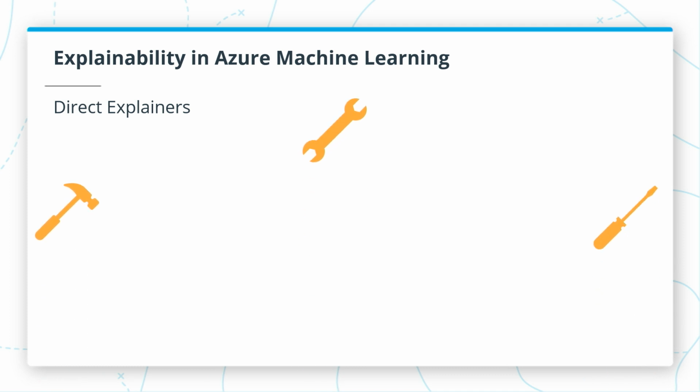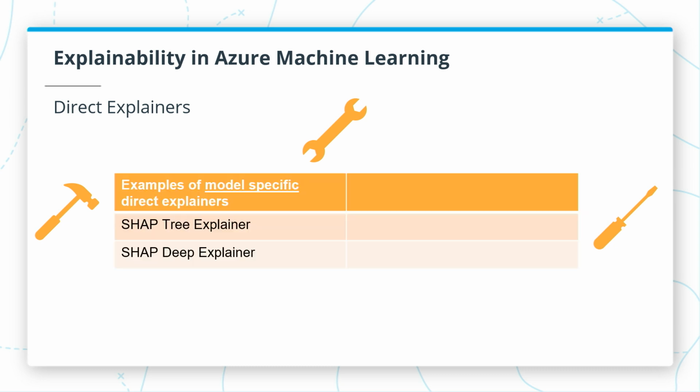Think of them as the specific hammer, wrench, and screwdriver in your toolbox of model explanations. You use a direct explainer when you know the specific tools that will be best for the job. Direct explainers are integrated into the SDK and expose a common output format and API. You will typically choose a specific direct explainer based on your model type and then use it directly in your code to explain the model. The Azure Machine Learning SDK includes over a half dozen direct explainers.